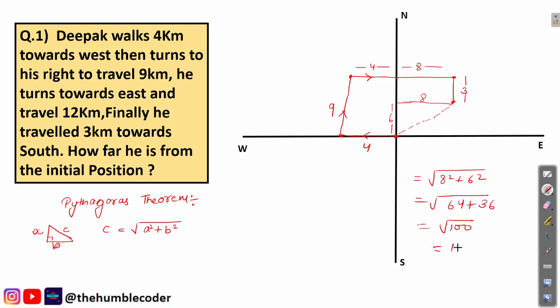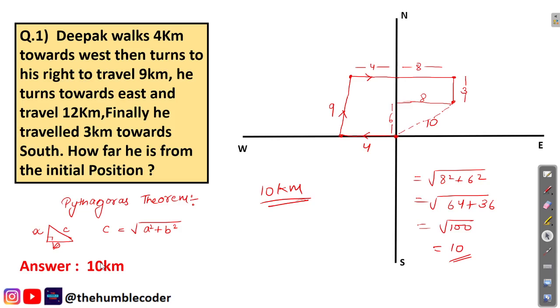So the square root of 100 is 10. So this value will be 10. So Deepak is how much? 10 kilometers away from his starting position. Let's check whether our answer is correct or not. You can see the answer is 10 kilometers.